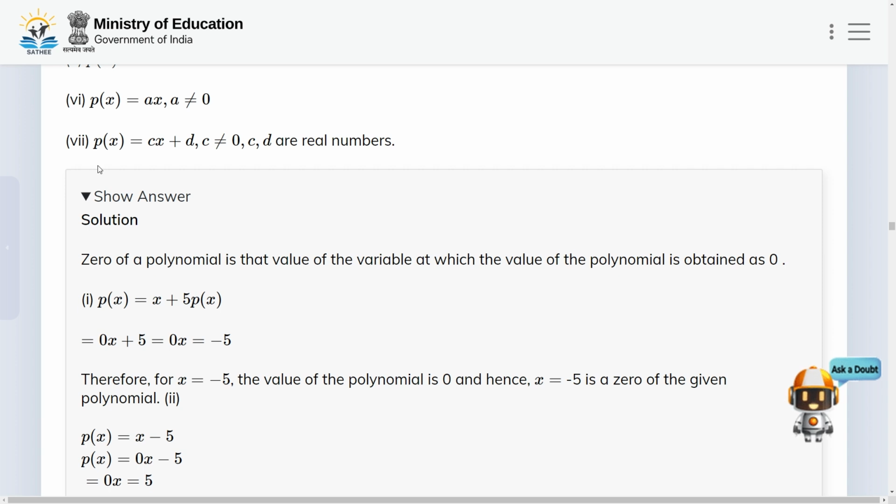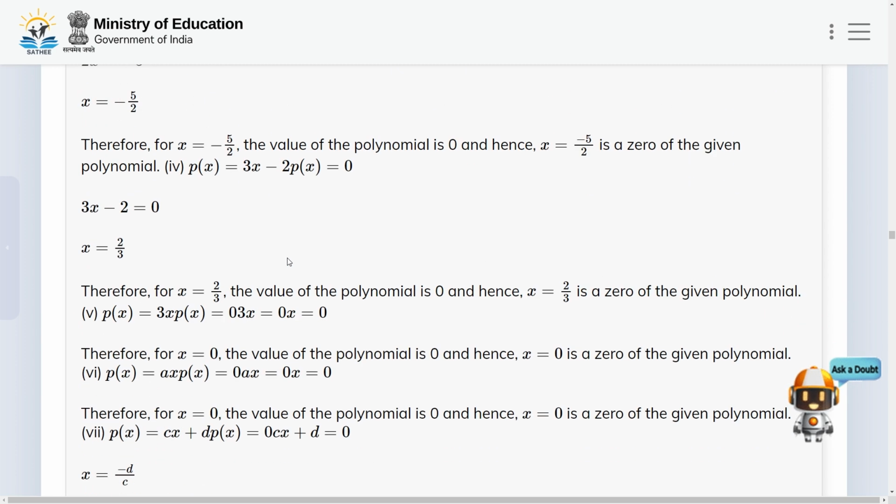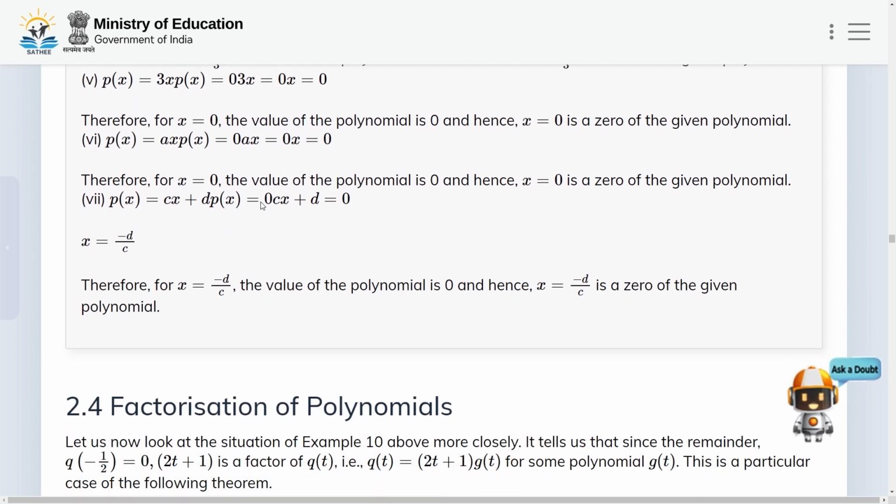And then the seventh one, we have p of x equal to cx plus d, where c does not equal 0 and c, d are real numbers. So p of x equal to cx plus d is equal to 0. It implies x equal to minus d by c. Okay, so for x equal to minus d by c, the value of the polynomial is 0, and hence x is equal to minus d by c is a 0 of the given polynomial.